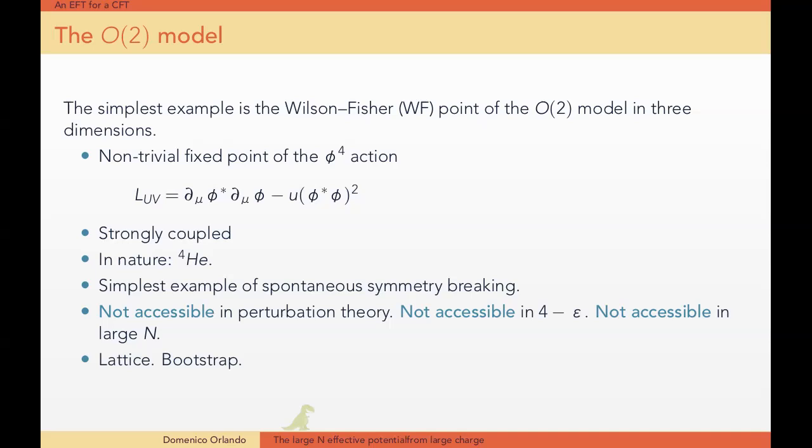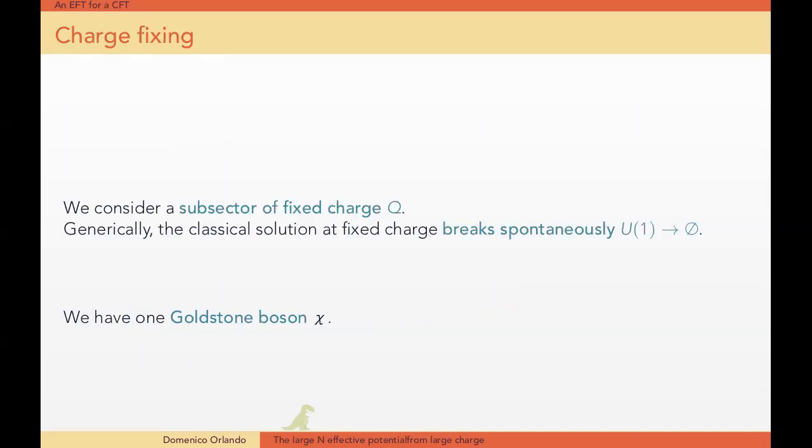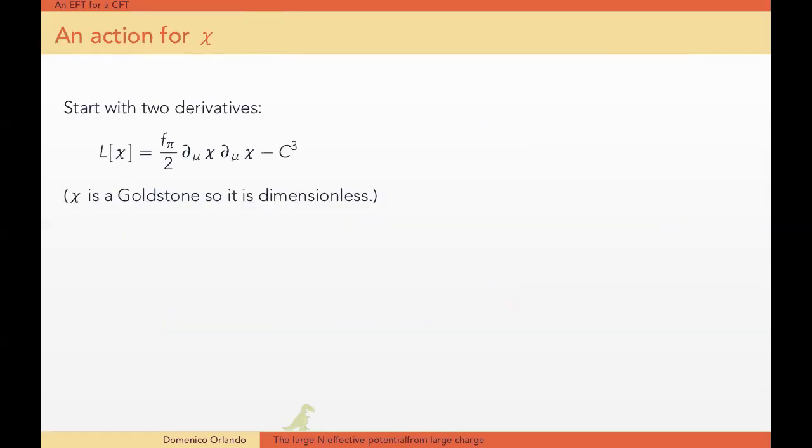Okay, so what was our observation? Our observation is that, at least in this case, if we consider a subsector of fixed charge Q, then everything works as if your classical solution at fixed charge breaks spontaneously the O2 or the U1 symmetry. So what you expect is that the low energy physics is described by a Goldstone boson. That's it. Now, how do you write the action for this Goldstone boson?